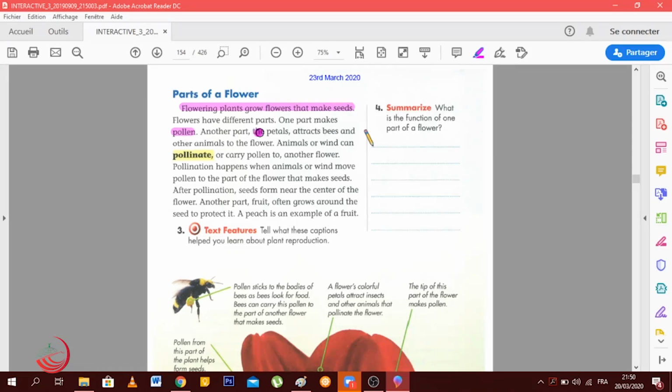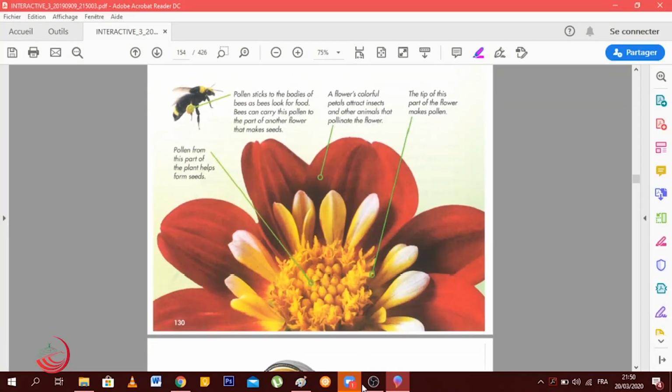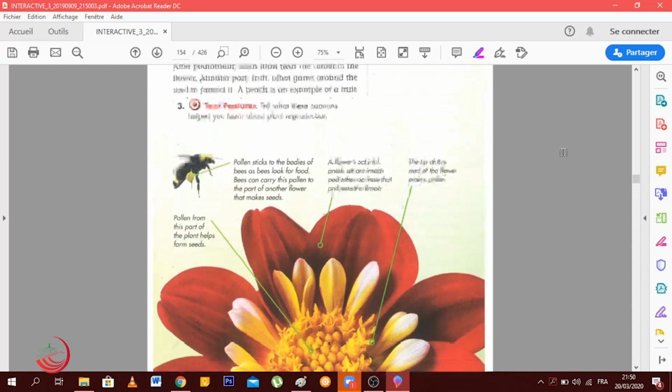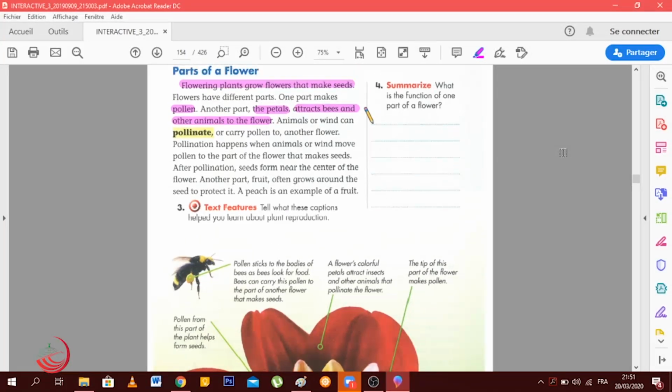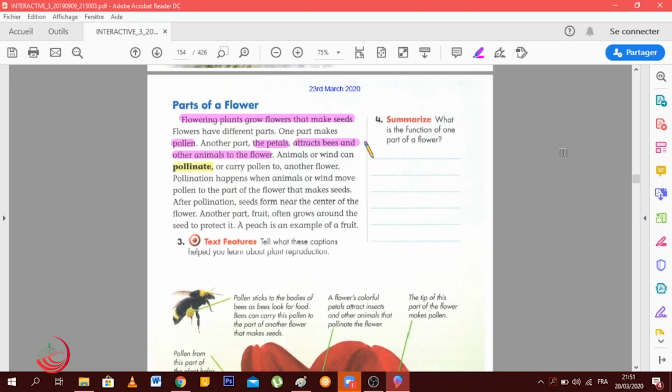Another part, the petals, yes, the petals attract bees and other animals to the flower. Look, when they see the petals and they have beautiful colors and maybe beautiful smells, some animals and some insects are fascinated and they really like the colors and the smell of the flowers, so they go running to the flower. So the petals are attracting the animals and the bees.